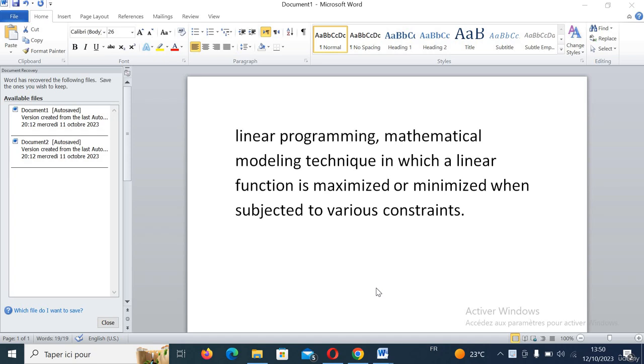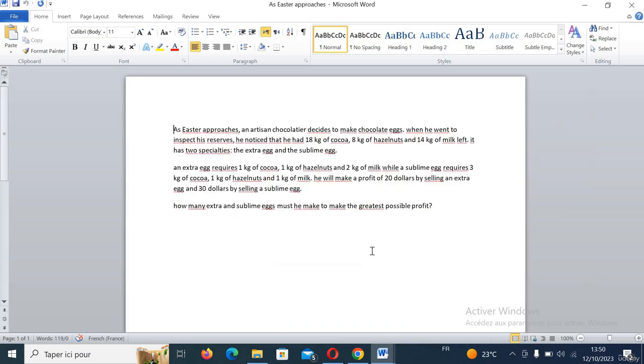optimal results for the problem, the optimal solution for the problem. Okay, now we have an example here.